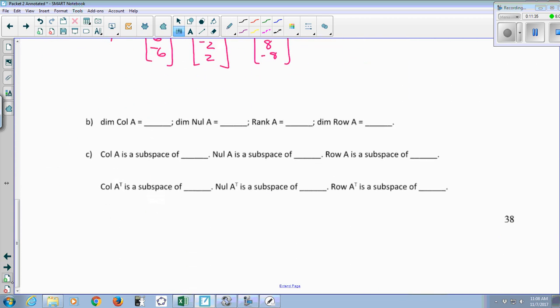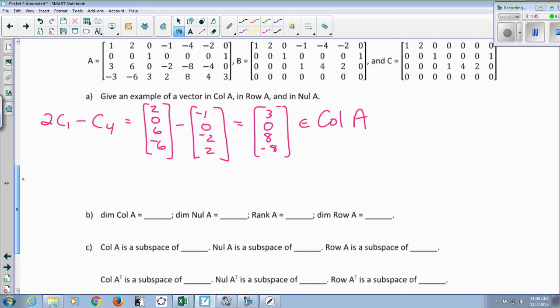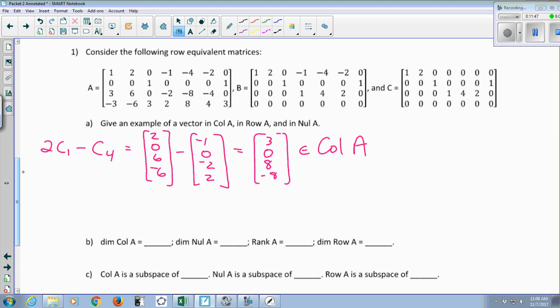Okay, so let's answer some questions about dimensions here. What is the dimension of the column space of matrix A? 3, right? Because the way you find the dimension of the column space is the number of pivot columns. So we go to the final row reduced matrix and we say there's 1, 2, 3 pivot columns. So that's the dimension of the column space.